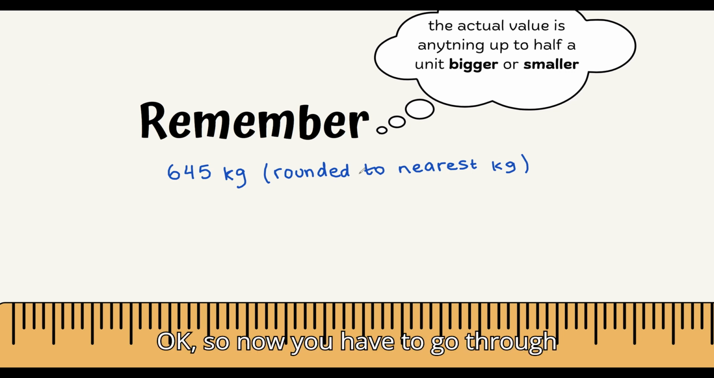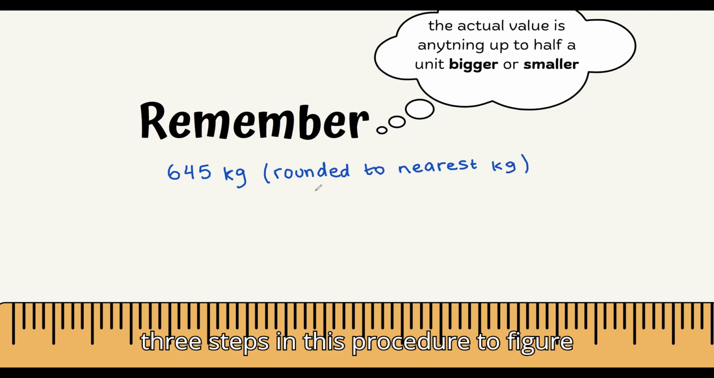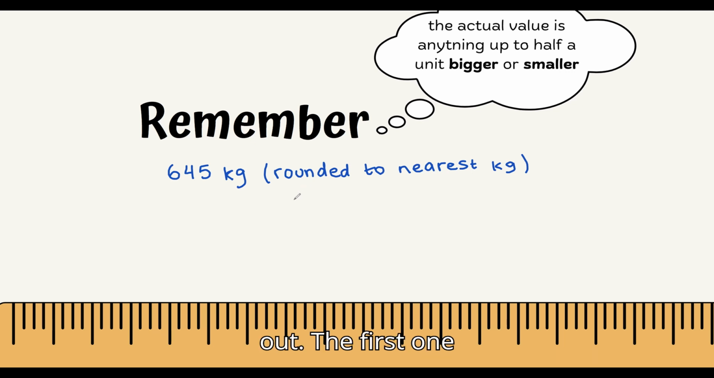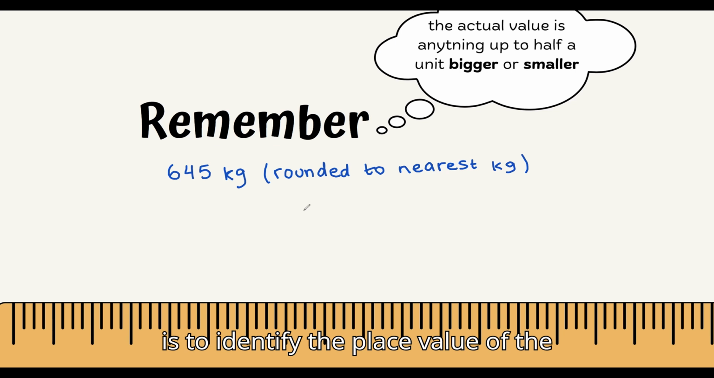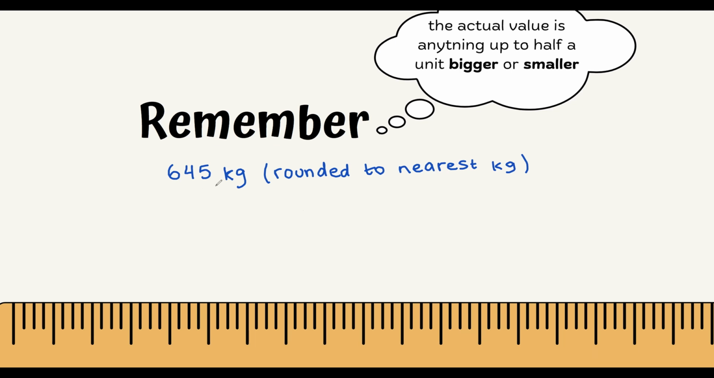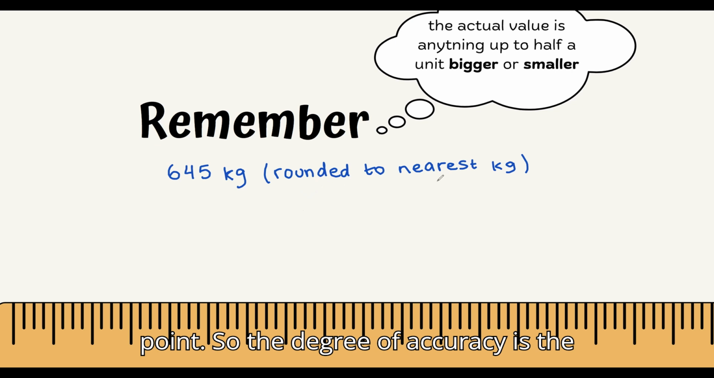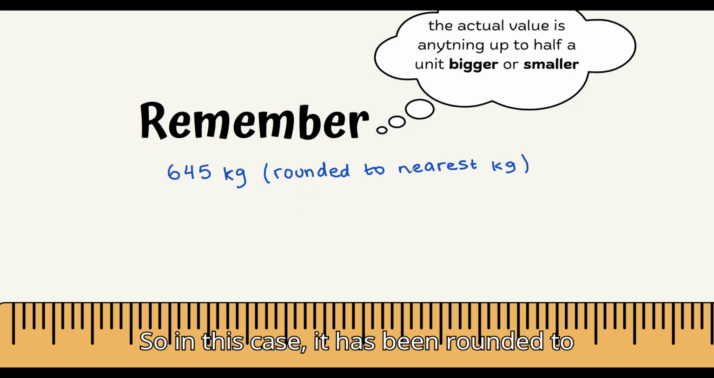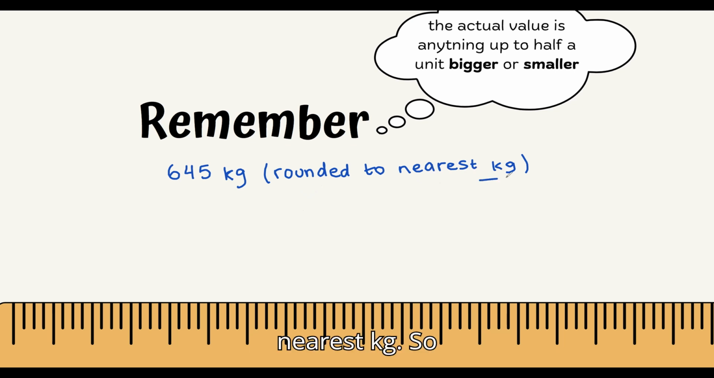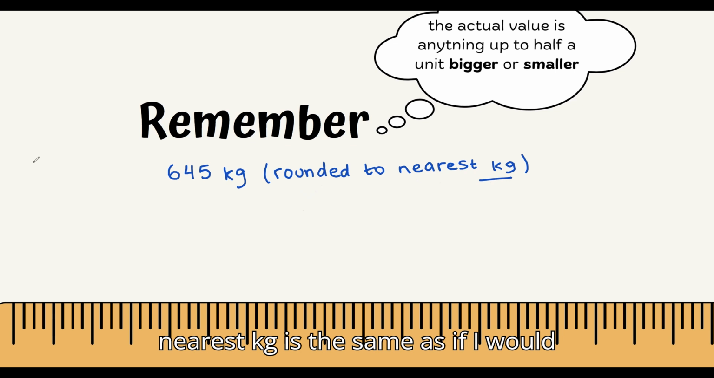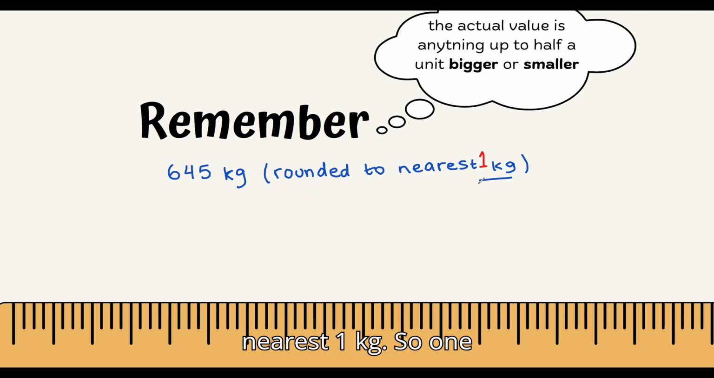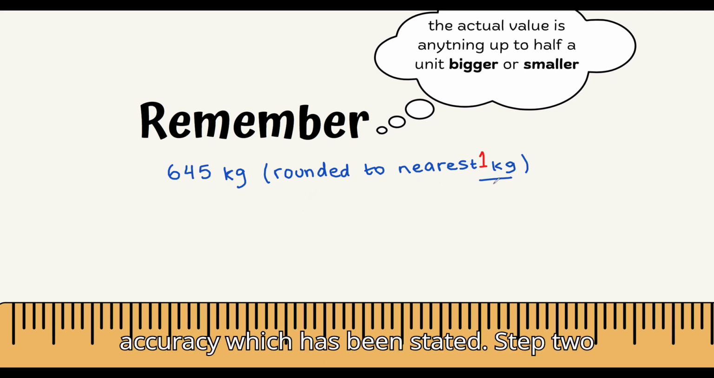Now you have to go through 3 steps in this procedure. The first one is to identify the place value of the degree of accuracy stated. The degree of accuracy is the point to which this number has been rounded. In this case, it has been rounded to the nearest kg, which is the same as if I would write 1 over here. So this has been rounded to the nearest 1 kg, so 1 kg is the degree of accuracy which has been stated.